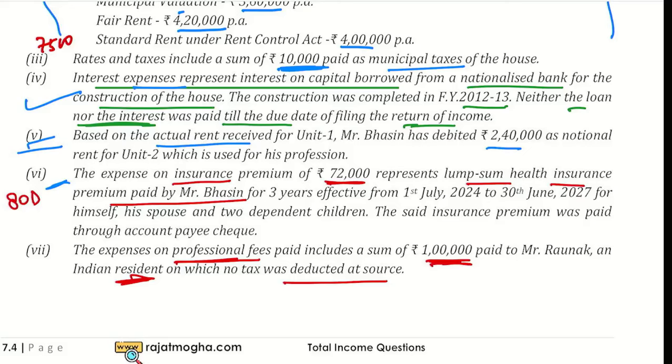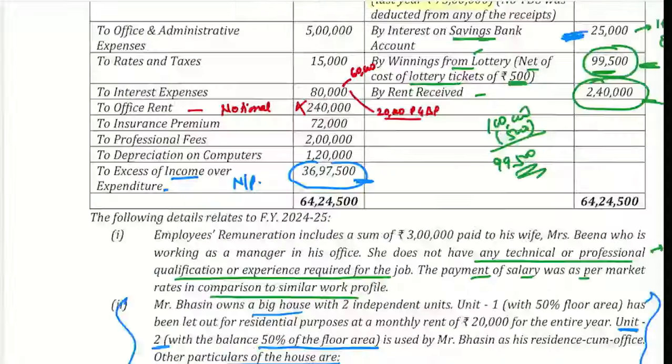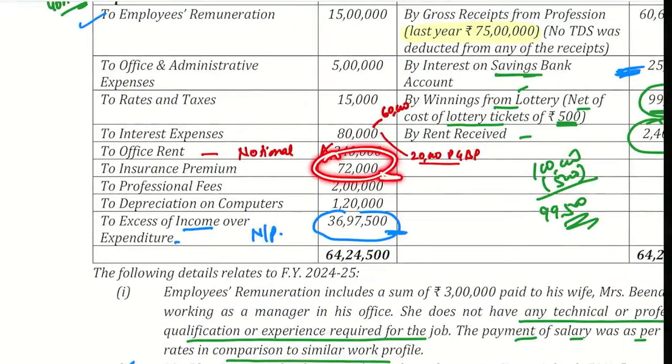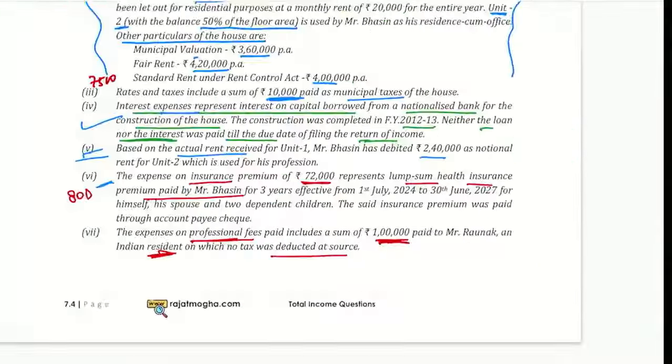Then, fifth we have done. They are now saying expense for insurance premium 72,000. So 72,000 we have seen that it was debited insurance premium and it's a health insurance premium. So we'll not allow it. We'll see in 80D about it. So again, insurance premium. It is personal. It is not a business expense. 72,000 I'll disallow.